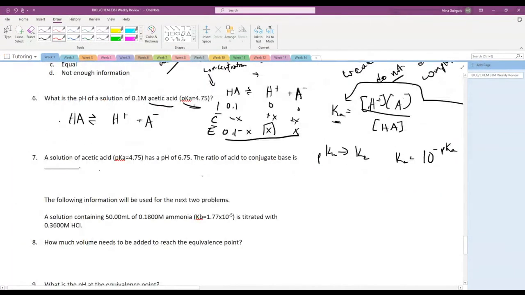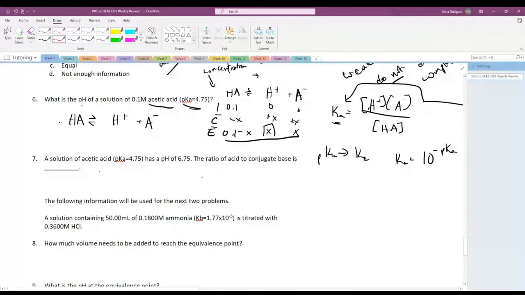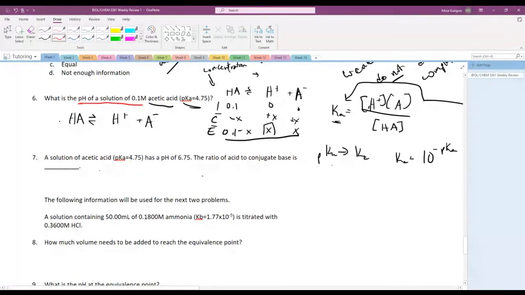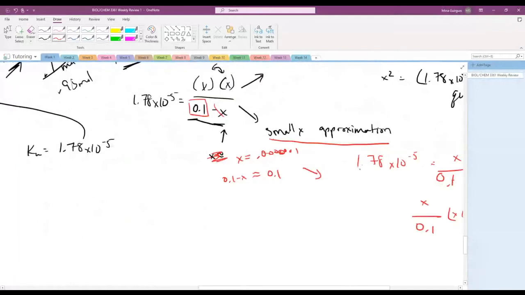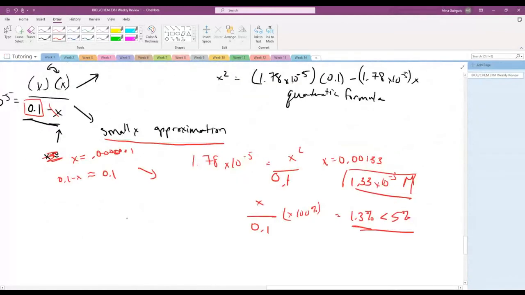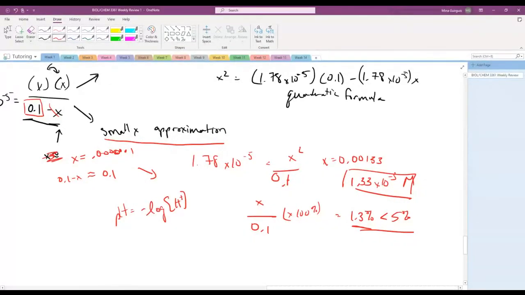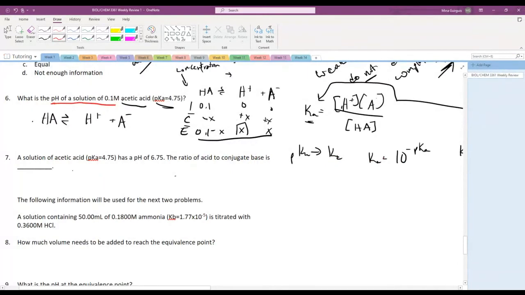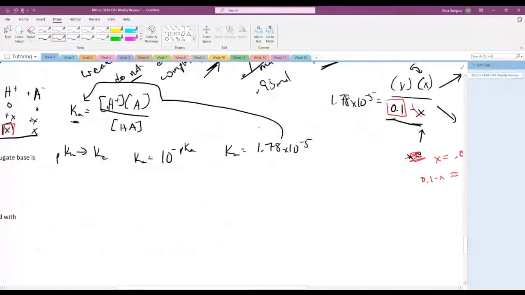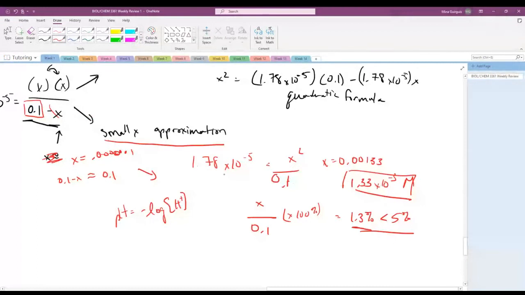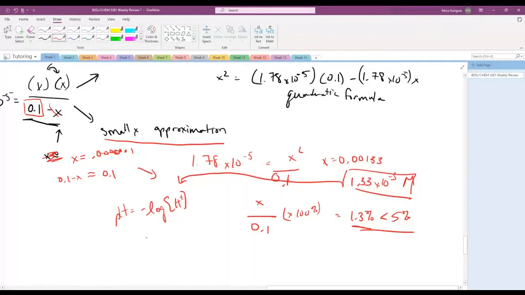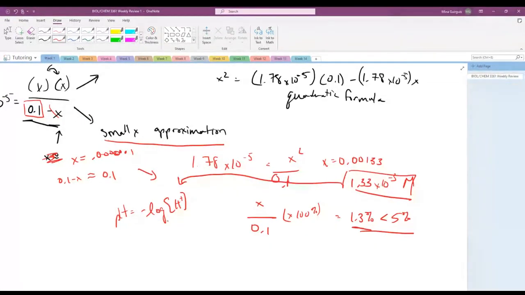So now let's go back to our original question. What is the pH of the solution? So the pH of the solution is equal to the negative log of the concentration of H plus in that solution. The concentration of H plus in that solution is equal to x. In other words, we take this number, plug it into here, and we get our pH.